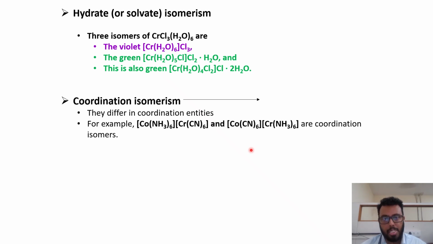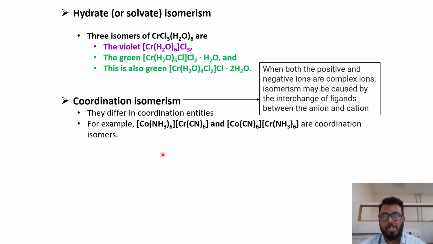Now let's see the next type, coordination isomerism. They differ in their coordination entities, which means the counter ion will also be a coordination sphere, and their coordination entities will be different. Let's see the example. So when both the positive and negative ions are complex ions, that type of isomerism is called coordination isomerism. This isomerism may be caused by the interchange of ligands between the anion and cation.